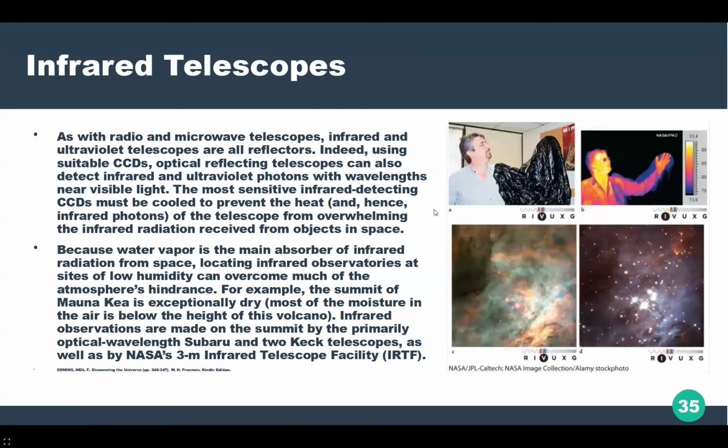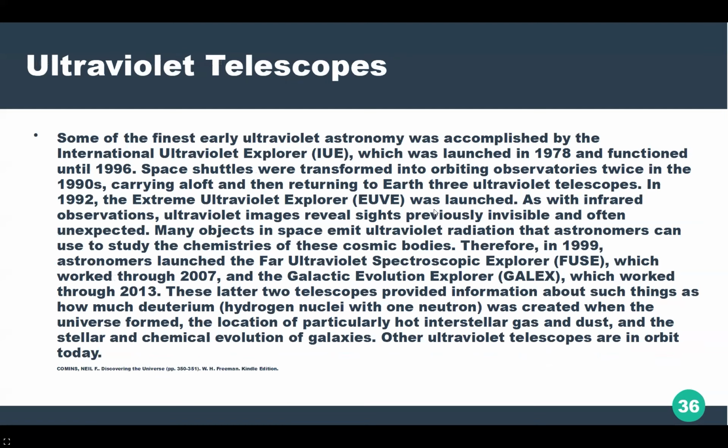For example, the summit at Mauna Kea is exceptionally dry. Most of the moisture in the air is below the height of this volcano. Infrared observatories are made on the summit by the primarily optical wavelength Subaru and 2 Keck telescopes, as well as NASA's 3-meter infrared telescope facility.